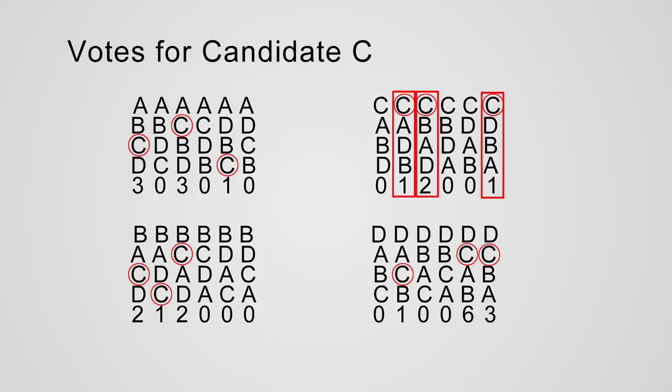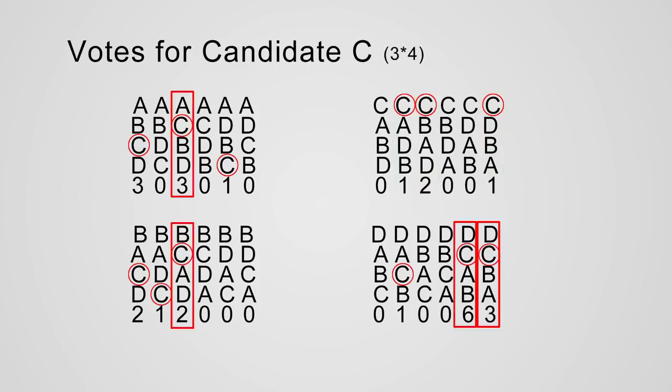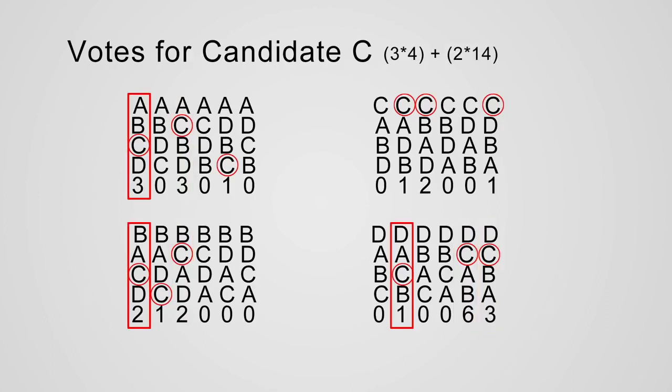Candidate C got 4 first place votes, each worth 3 points. Second place votes for candidate C: 9 here, 3 here, and 2 there. So that's 14 second place votes for candidate C. So many people liked candidate C second best. How many third place votes did candidate C get? 1 here, 3 right here, 2 right there, and so that's 6. So 12 plus 28 is 40, plus 6 is 46.